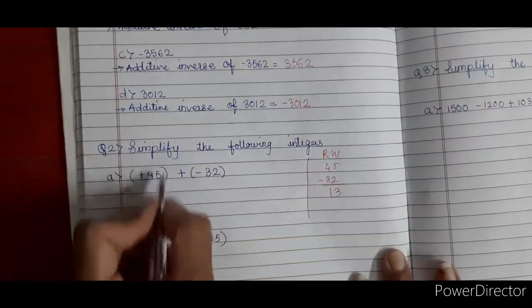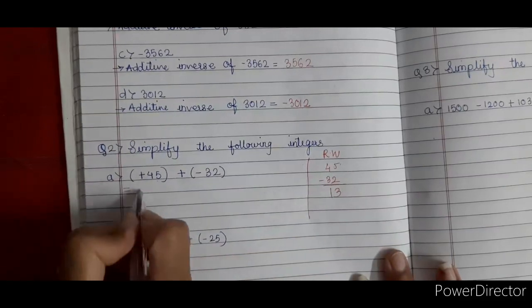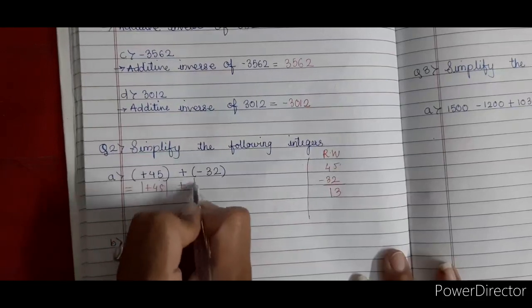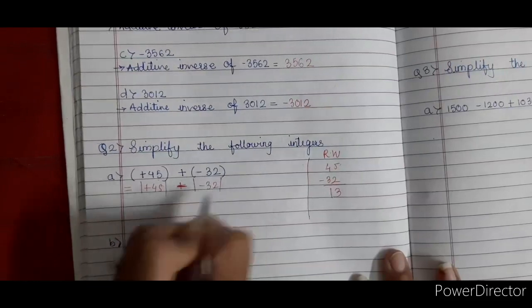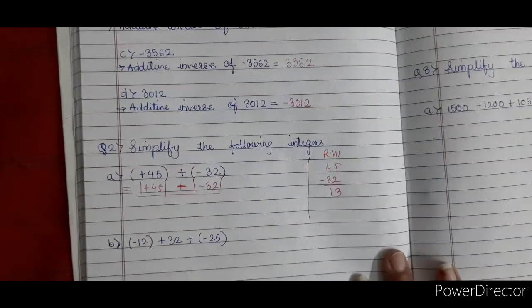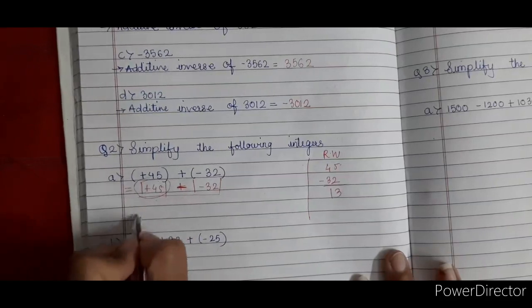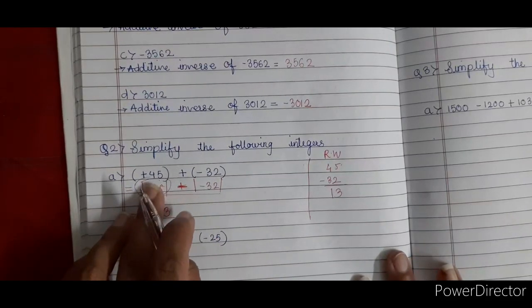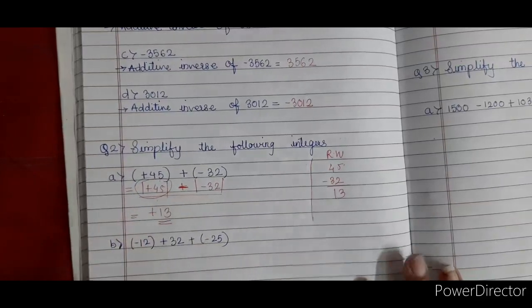So what will it be? 45 plus minus 32, I can write like this. Absolute values. We can also write absolute values like this. So the answer will be 13. And what is the sign of the larger number? It is plus. So the answer is plus 13.